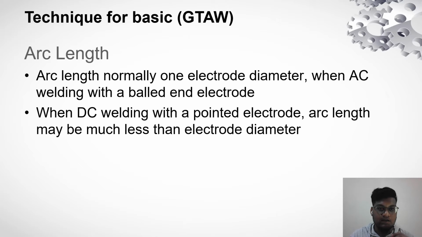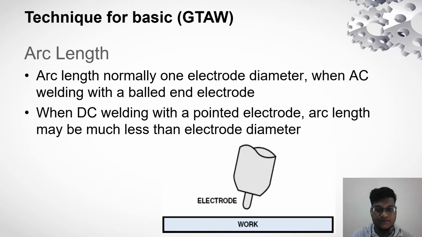Arc length. Arc length is normally 1 electrode diameter when welding with a balled electrode. When welding with a pointed electrode, arc length may be much less than electrode diameter. This is electrode and this is workpiece.